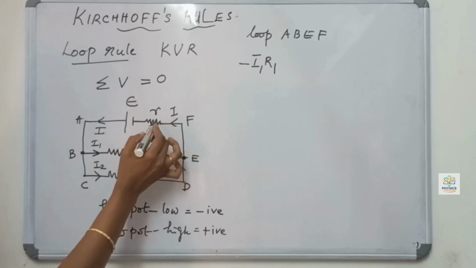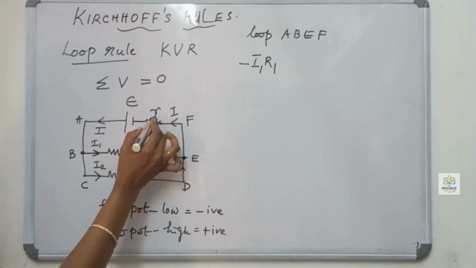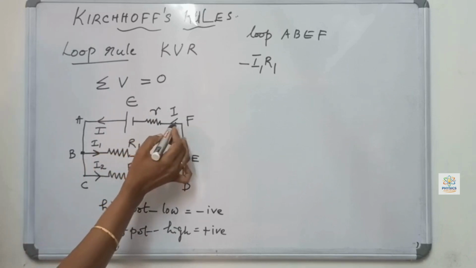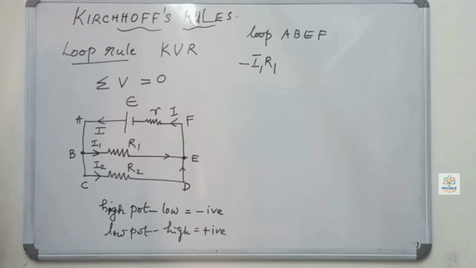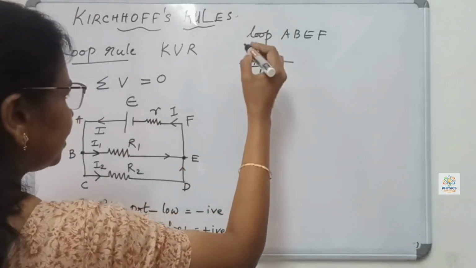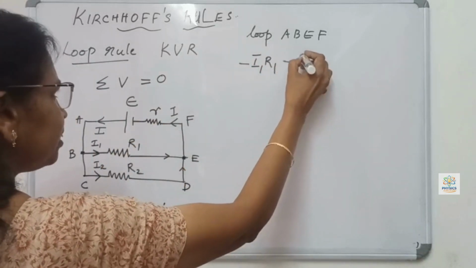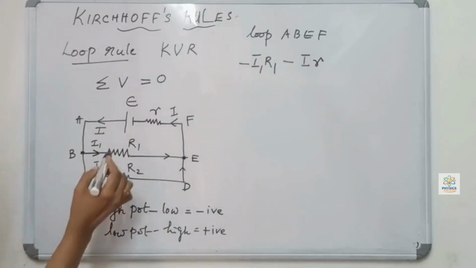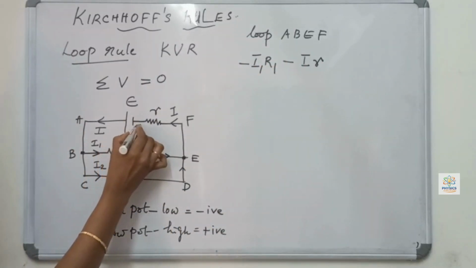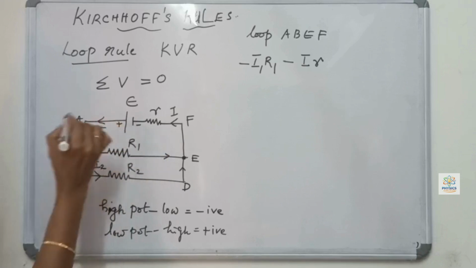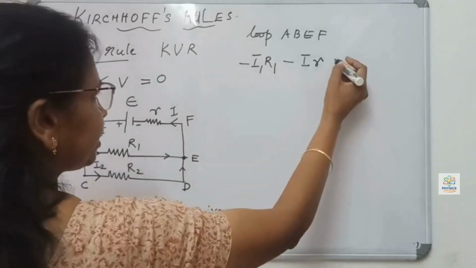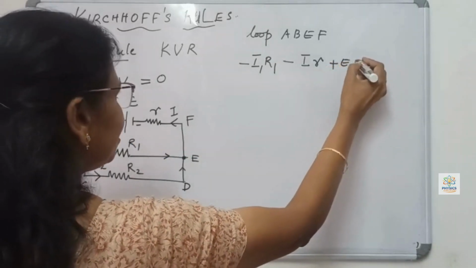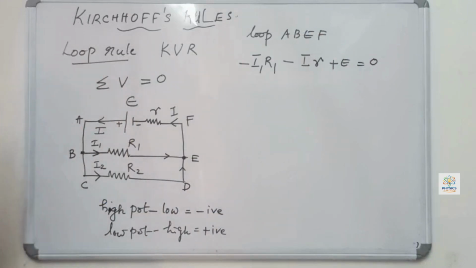Here the current flowing through this resistor is I and the resistance is r. Here also the current is moving from high potential to low potential, so again we take the sign minus I into r. Next, consider the cell. Here this is the negative end and here it is the positive end, so we consider low potential to high potential. There we take plus E, which is equal to 0.